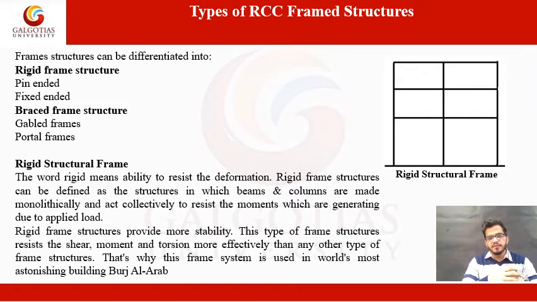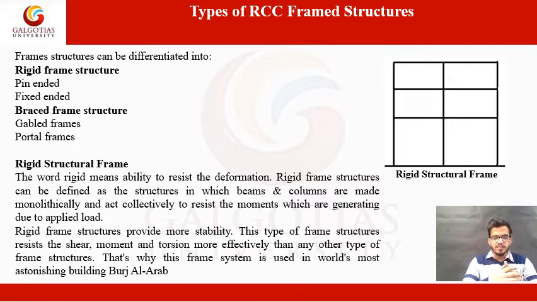So if we discuss the types of RCC frame structures, we have many framing typologies, but here I am discussing two typologies of framing structures, the rigid frame structure and the brace frame structure. Within the rigid frame structure, there are pin-ended and fixed-ended, and within the brace frame structure, there are goblet frames and portal frames. So in a rigid frame structure, as you can see in the figure, there is a combination of beams and columns used together to form a frame.